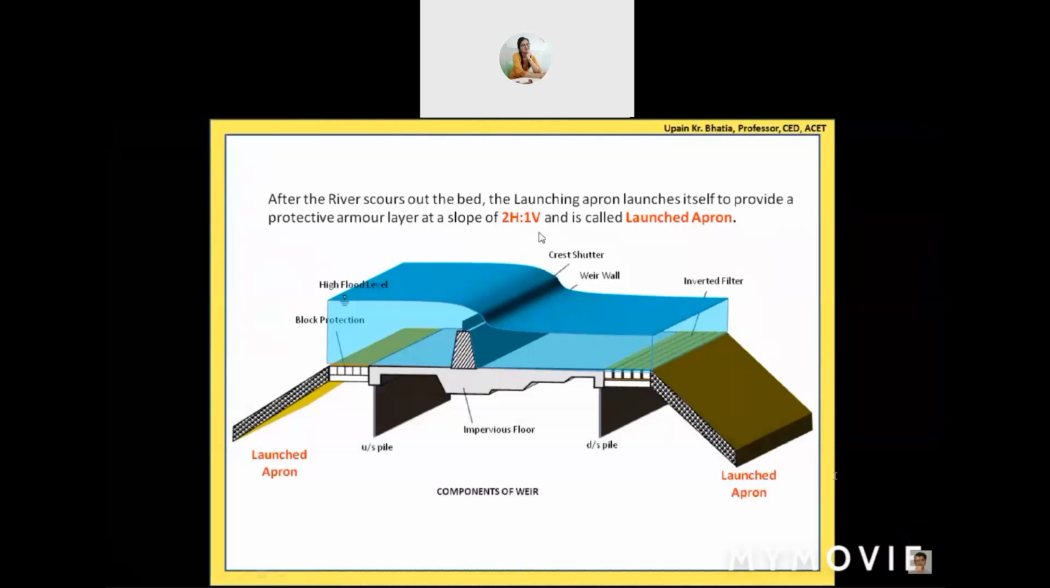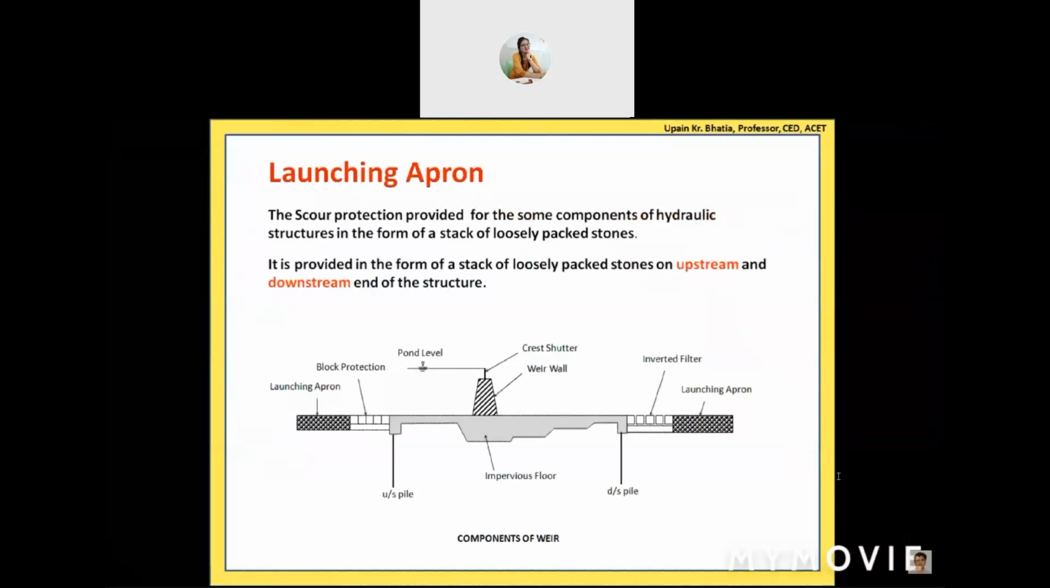Okay, I think up to this point it is very clear to you. So here, let us discuss something more about the launching apron. So the scour protection provided for some components of hydraulic structures.